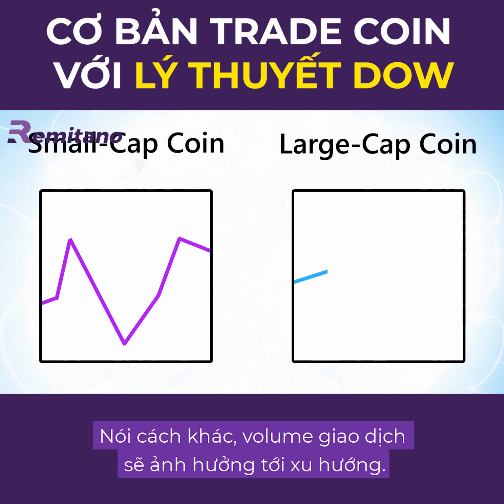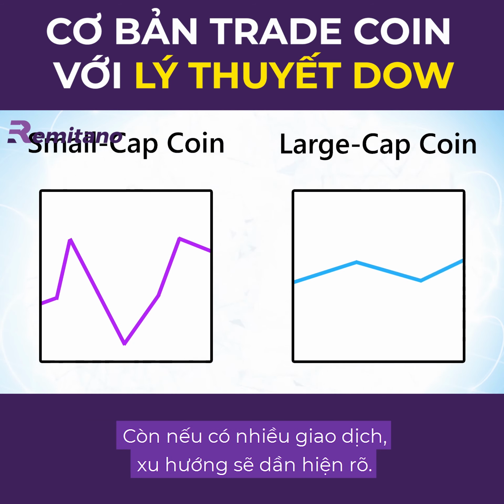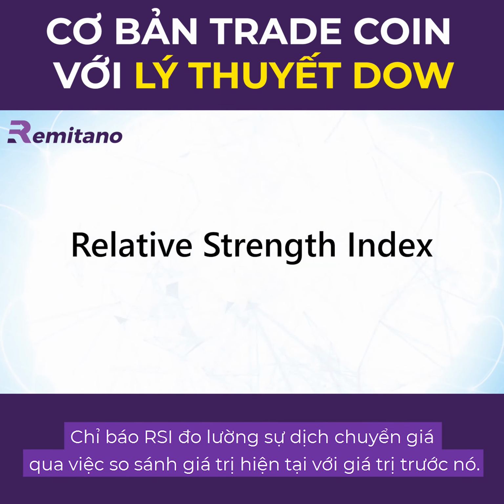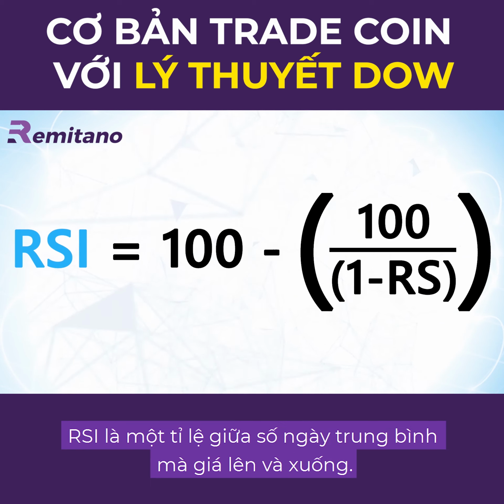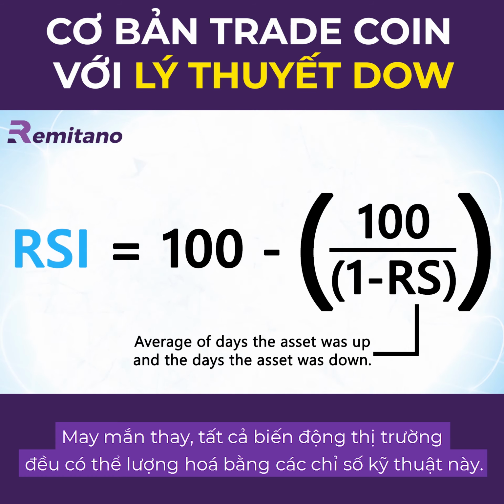This ties in with the volume confirms trends tenet. If a few people are taking part in a market, it's very hard to get a clear picture. If there's a lot of activity, trends start to emerge. Relative Strength Index measures price movement by comparing the current price to past performance. It boils down to a ratio between the average of days the asset was up and the average of days it was down. Luckily, almost any exchange and trading tool will calculate this for you.